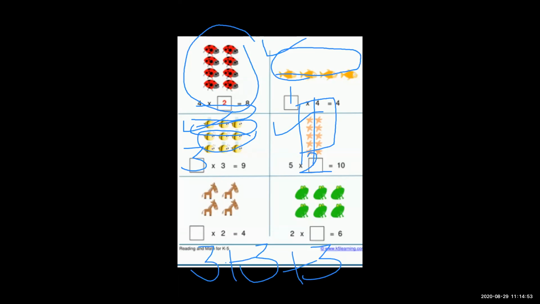Now next, come to the fourth column. Now tell me what is the answer in the empty box. 4 objects are given to you. Very good. 5 into 2 is equal to 10. Very nice. Now go to the next column. Yes, very good, Manasvi. Very nice.